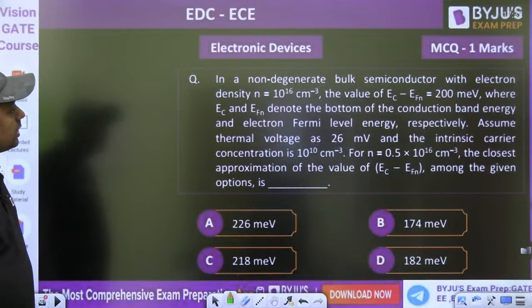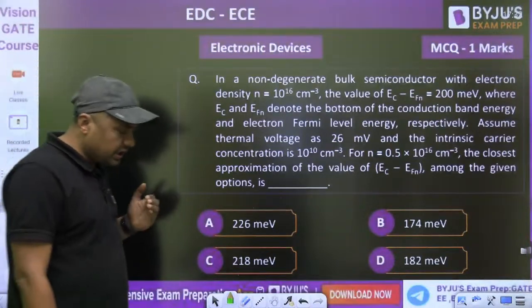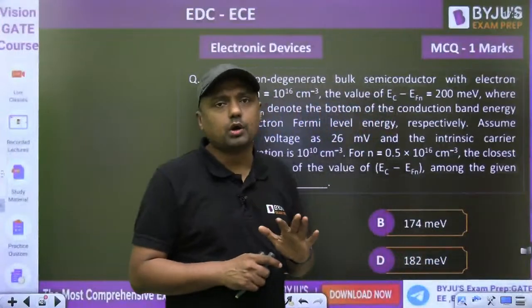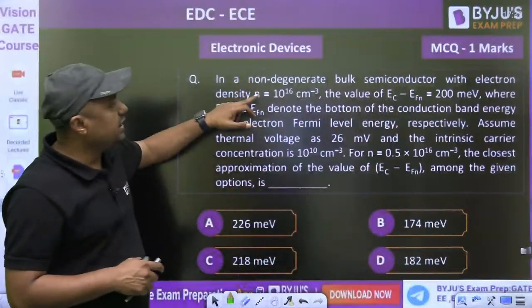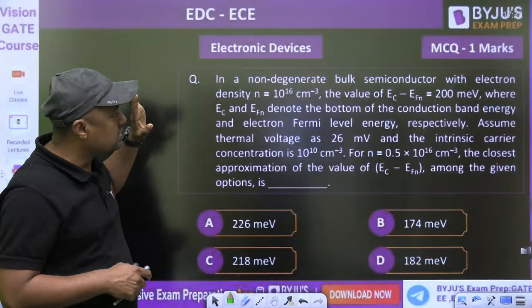Now, next one. In a non-degenerate bulk semiconductor, degenerate means doping is very, very high, non-degenerate means doping is moderate. So a non-degenerate bulk semiconductor with electron density n of 10 to the power 16.